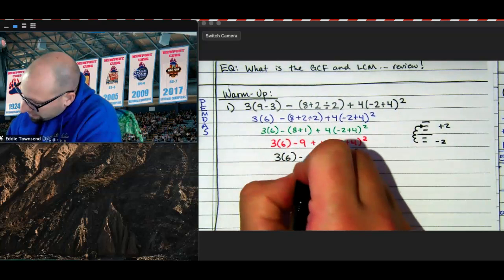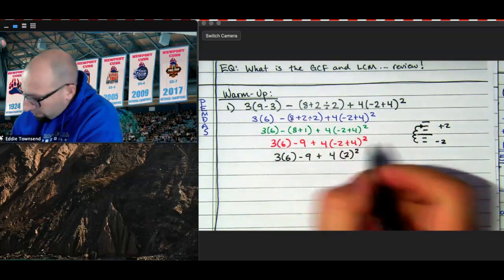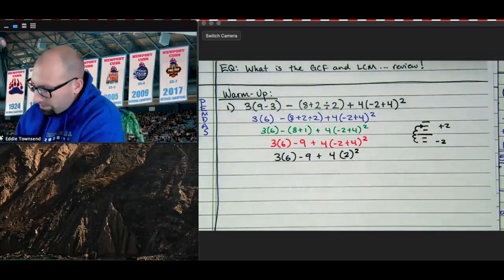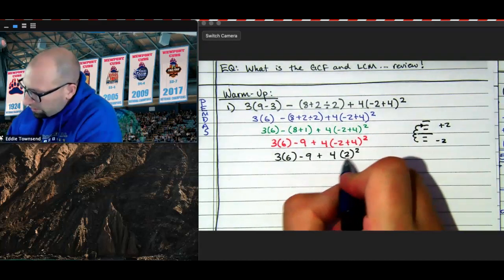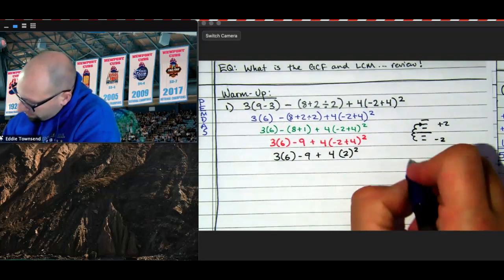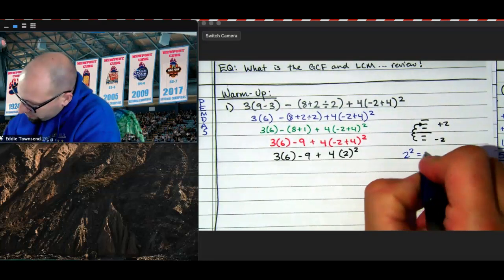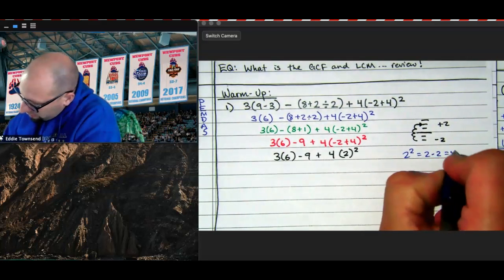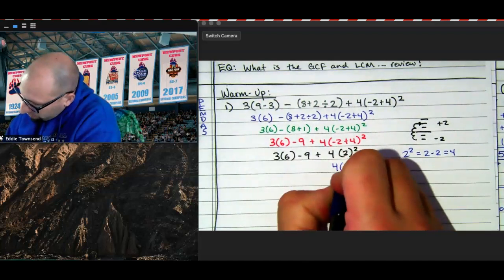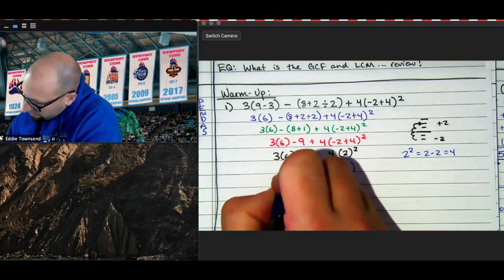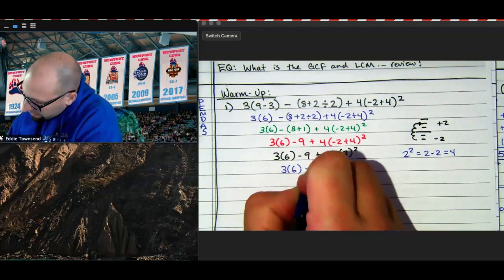3 times 6 minus 9 plus 4 times 2 squared. Okay? So then on this one, 2 squared, that's 2 times 2, right? 2 squared equals 2 times 2, which equals 4. So this is going to be 4 times 4. And everything else comes down. 3 times 6 minus 9.